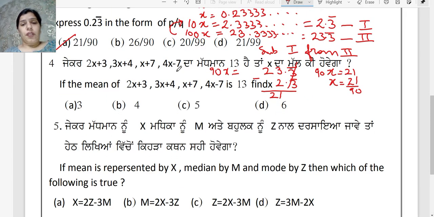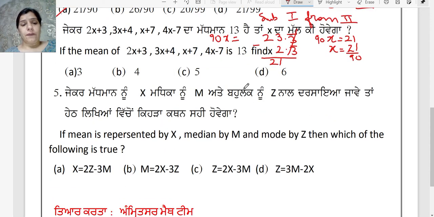Moving on to question number 4. If the mean of 2x plus 3, 3x plus 4, x plus 7 and 4x minus 7 is 13, you have to find the value of x. Beta, in this question there is a problem. इसमें आप x plus 7 की जगह x plus 2 कर लो. Make this correction. It is x plus 2.